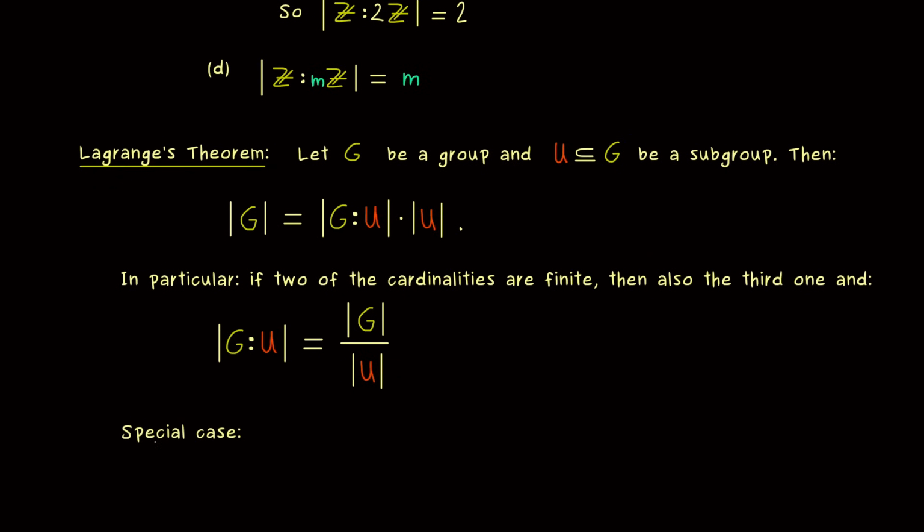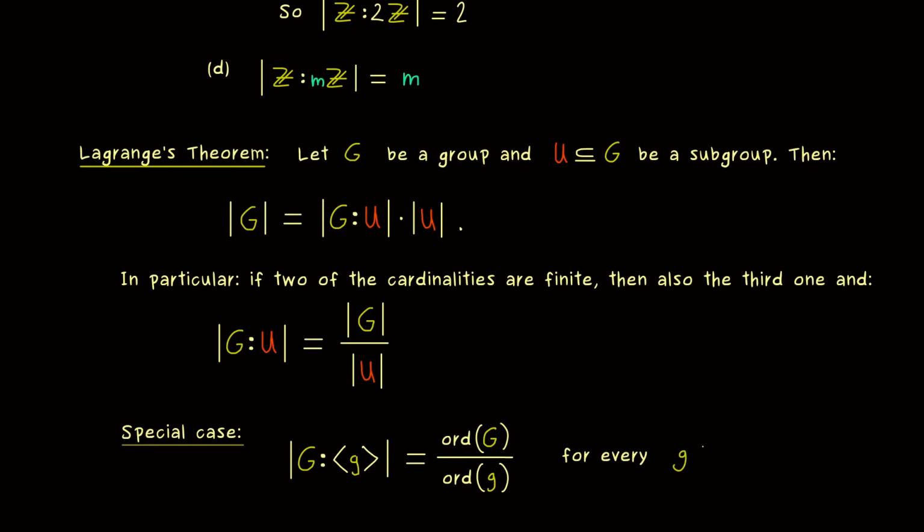And moreover, we can immediately look at a special case where we generate a subgroup U just by one element in G. And you already know the notation for that. We have a lowercase g in pointed brackets. And now if we are in the finite case, we know that the cardinality of G is also called the order of G. Hence, the formula tells us that the order of the group G divided by the order of the element g is a natural number. And this is a general result that definitely holds for any element in our group.